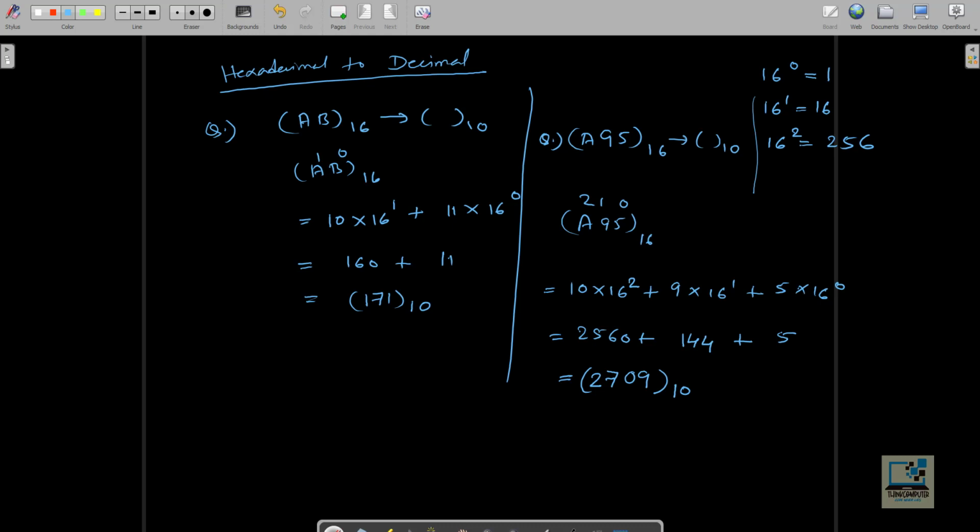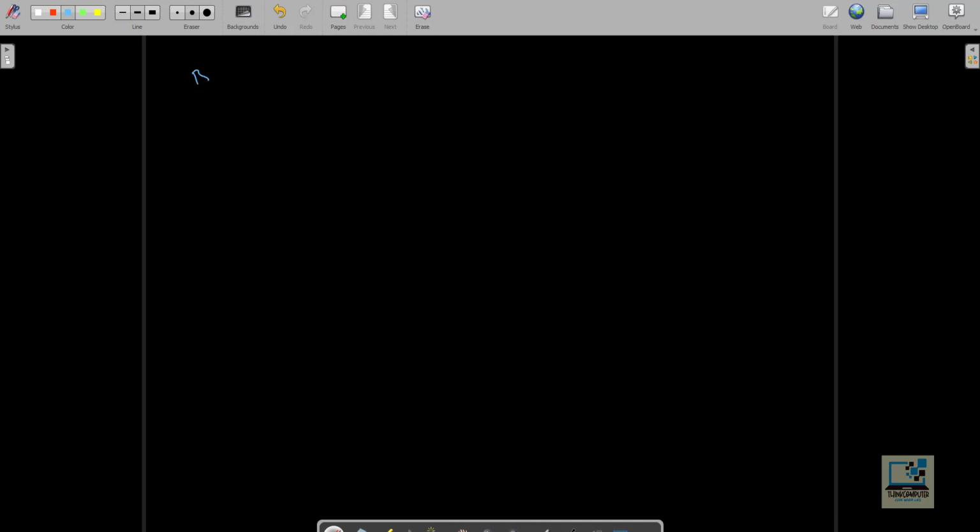Now we will see binary addition, and after that finally we will see binary subtraction. Let's start with binary addition.